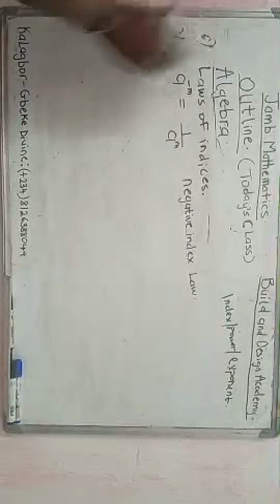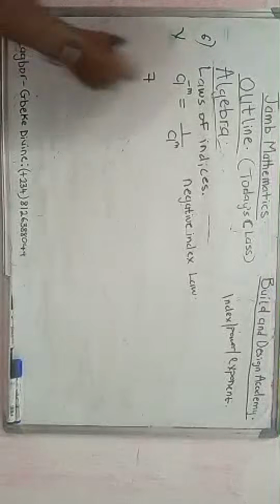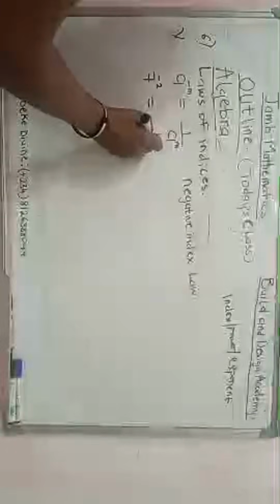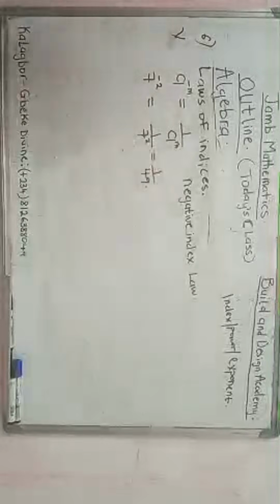So if you have, let's say, 7 raised to the power minus 2, it will give us 1 over 7 raised to the power 2, which is 1 over 49.